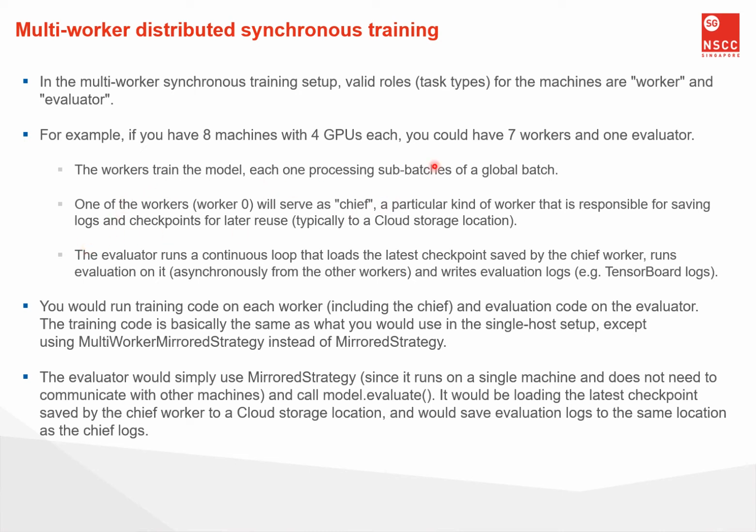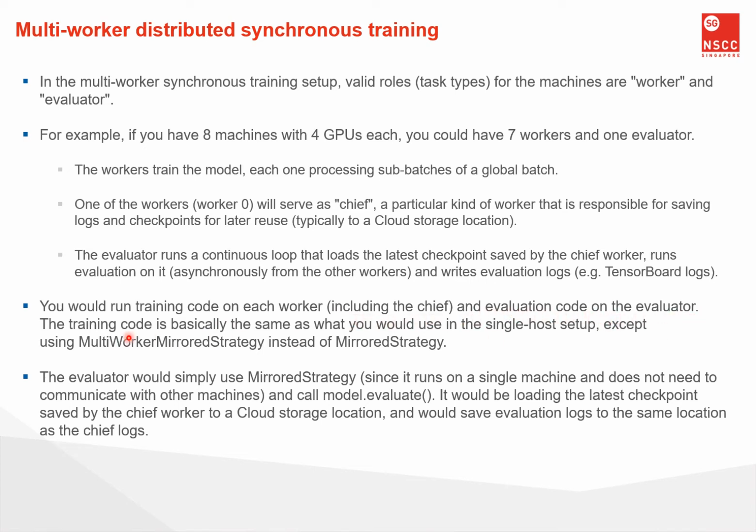Now there's one node that works as the evaluator. The evaluator runs a continuous loop that loads the latest checkpoint saved by the chief worker, runs evaluation on it asynchronously from the other workers, and then writes the evaluation log. So one worker acts as the chief to coordinate the checkpointing, and one node acts as the examiner: the evaluator that runs continuously to check on the output of the other worker nodes.